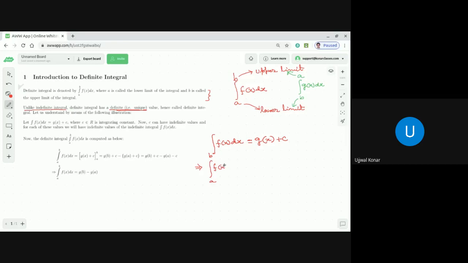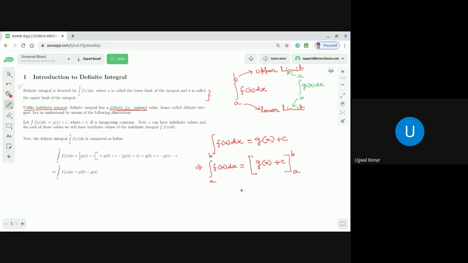The definite integral from a to b of f(x) dx is equal to, we write g(x) plus c. We'll write this thing. And in the lower, we write a. In the upper, we write b. That is the way to represent it.